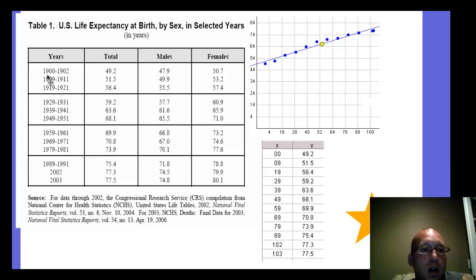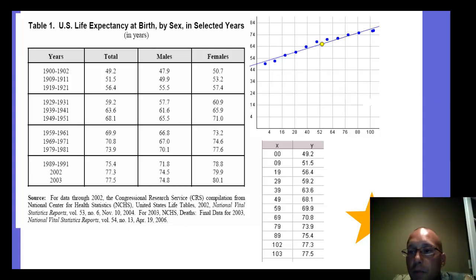So last slide here, example, where we're given the years that you were born, and then the life expectancy for males, females, and in total. So we can just take that data and make a table of that, an XY chart of the life expectancy at birth, given the year you're born. We can create a scatter plot for that, we can create a line.